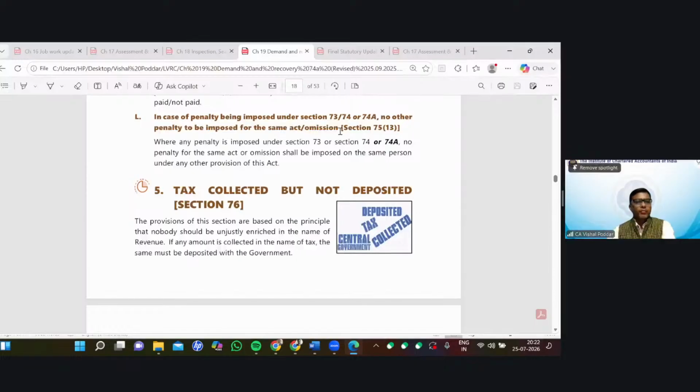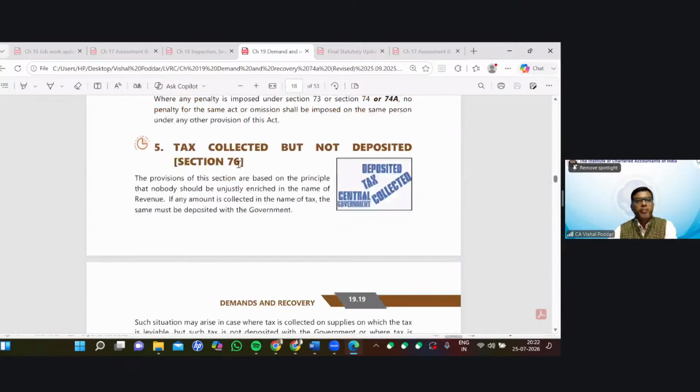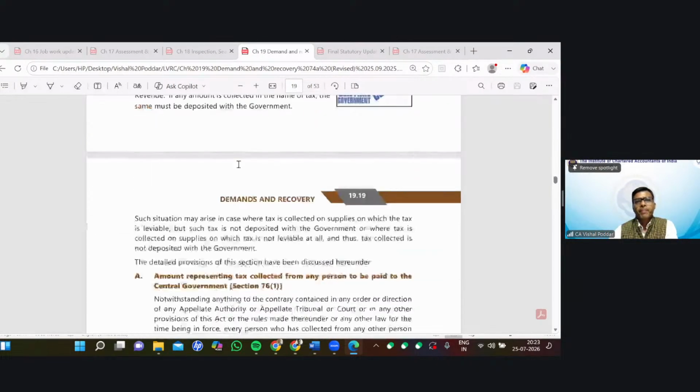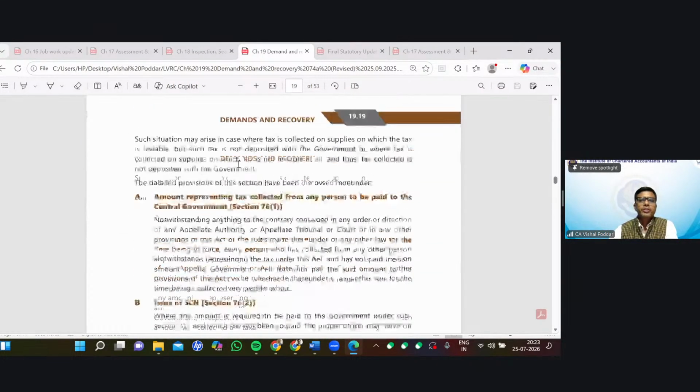Now students, comes an important provision, which is tax collected but not deposited. Now see, this is a very significant point because it may happen that you have collected tax from your buyer by adding the same amount in your invoice, and despite you collecting the tax, you have not deposited it with the government. Now whenever this happens, section 76 comes into the picture.